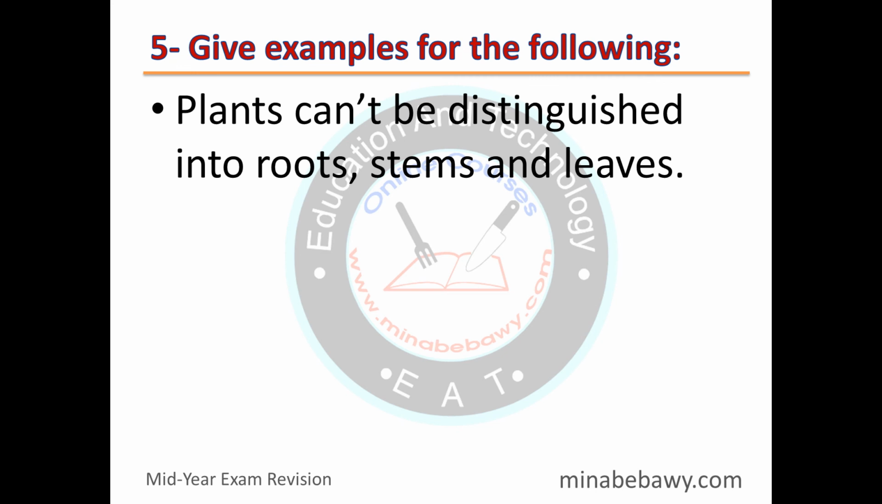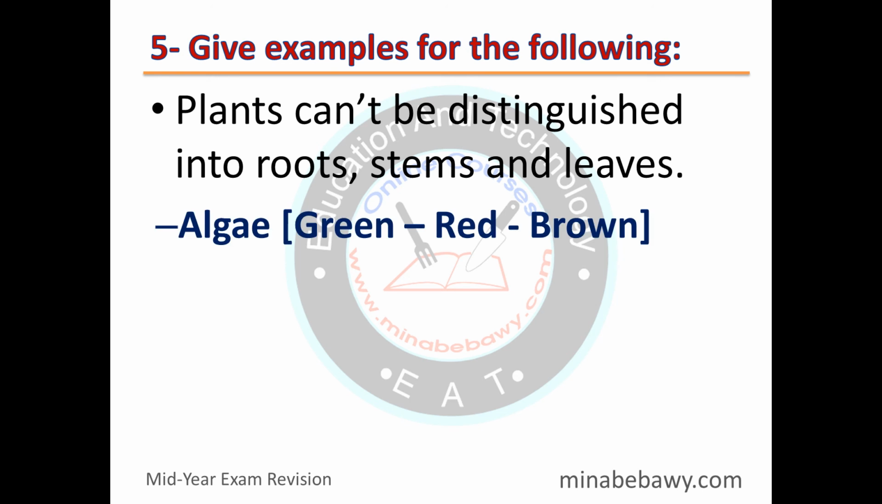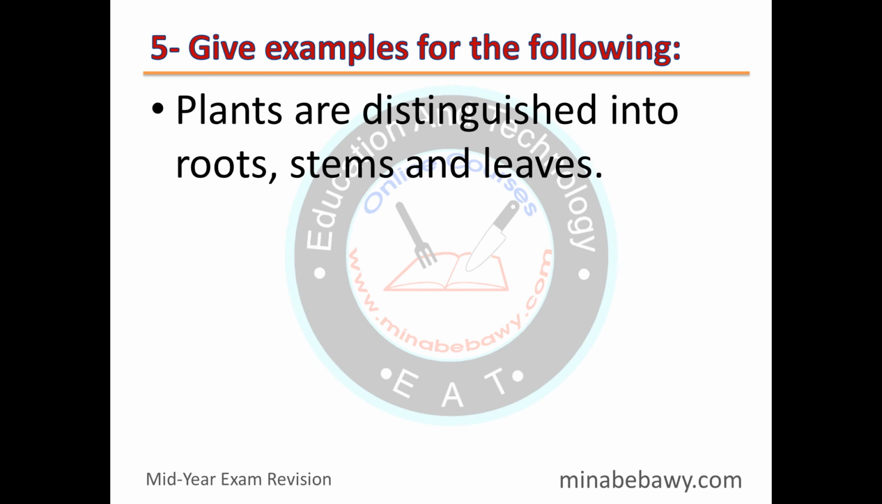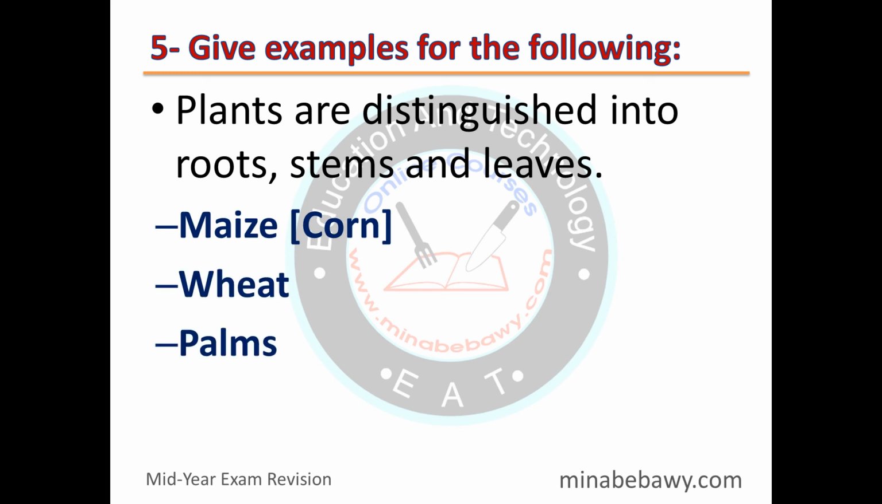Plants that can't be distinguished into roots, stems, and leaves: algae, green, red, and brown. Plants that are distinguished into roots, stems, and leaves: maize or corn, wheat, pulses, camphor.